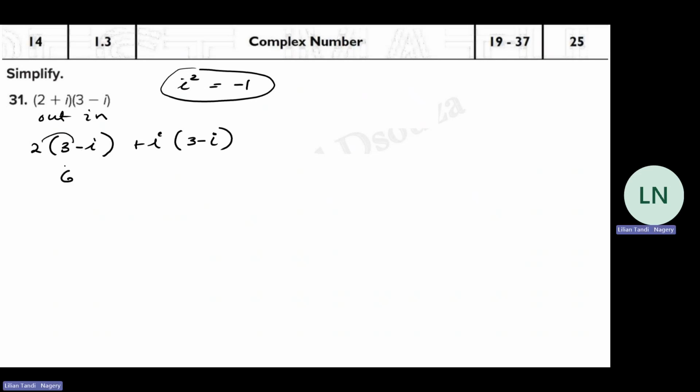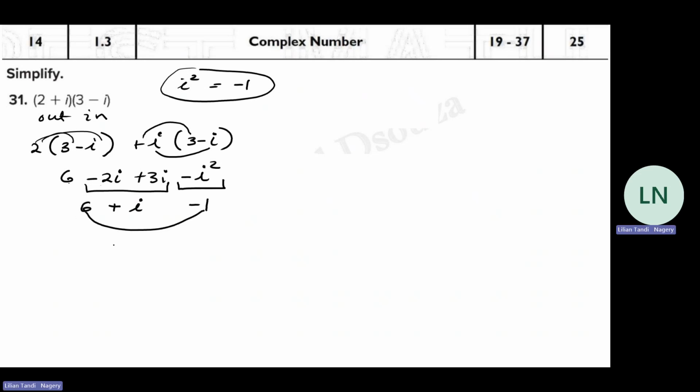2 times 3, 6. 2 times negative i, negative 2i. i times 3, positive 3i. i times negative i, negative i squared. This changes to negative 1. This changes to just i. And this does not change, it comes down. So this i must have a sign, it is positive. Negative 2 plus 3 is positive 1. These are friends. So 5 plus i.